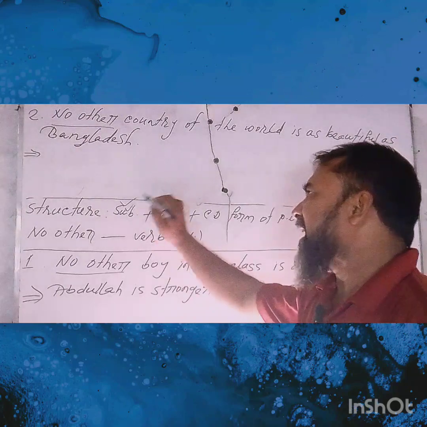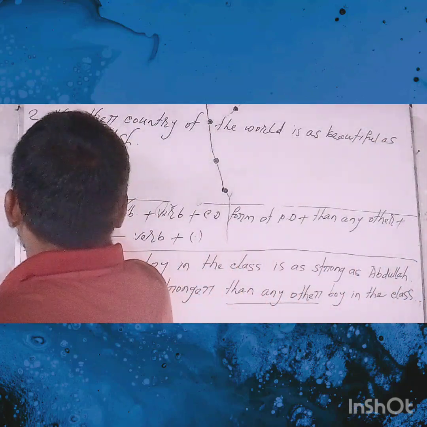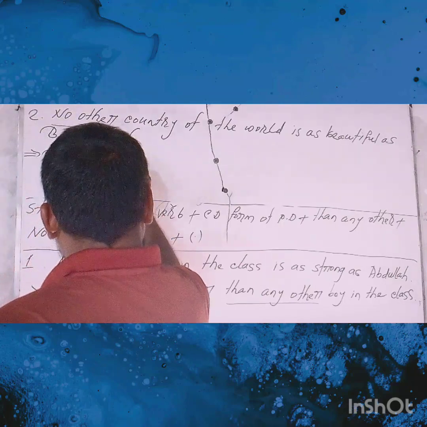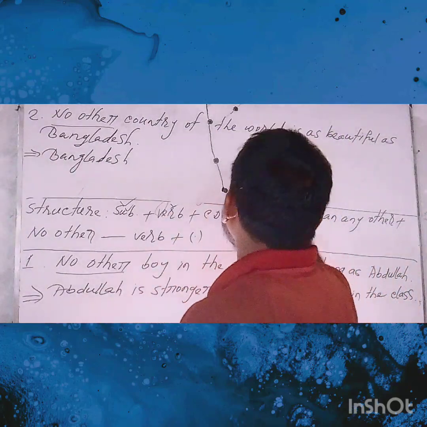So follow the structure. At first we'll have to write down the subject. Here the subject is Bangladesh. Bangladesh. Okay, my dear learners, then we'll have to write down the verb. Here the verb is "is."